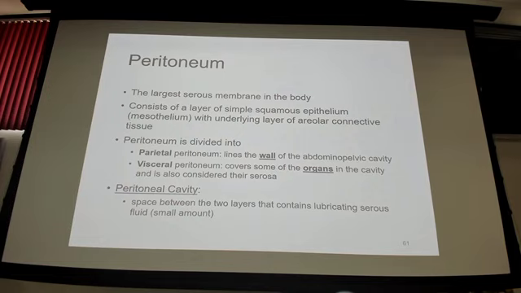Okay? Parietal, if you think about anything that is parietal, it covers the wall. If you think about visceral, it covers the organ itself. So 2 layers of peritoneum, and then the peritoneal cavity is the space in between. Typically, that doesn't have a lot of fluid in it. Milliliters of fluid. We'll talk about a process here at the very end called ascites, where there is an overabundance of peritoneal fluid for one reason or another.